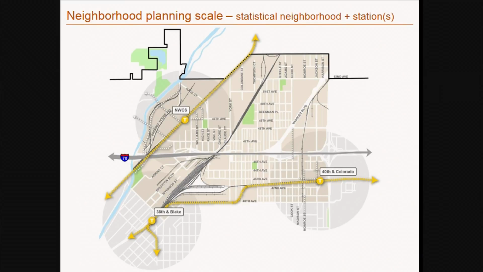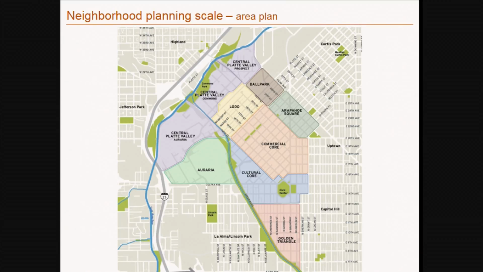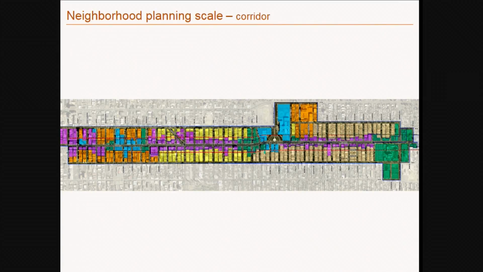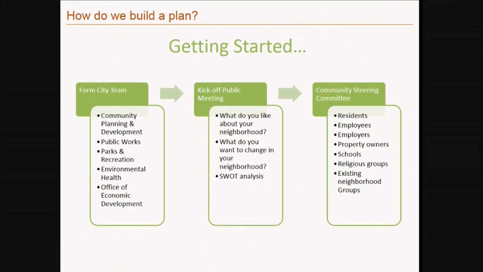Joel also talked about the Elyria-Swansea plan. This is a single statistical neighborhood, but it included 3 stations: 38th and Blake, National Western, and 40th and Colorado. The downtown area plan is a collection of statistical neighborhoods and portions of others that create a larger area plan. We've also planned the corridor. This is Colfax between Sherman and Colorado.